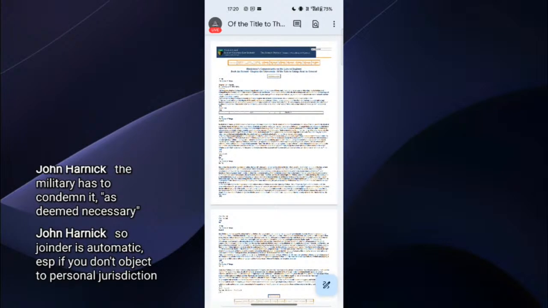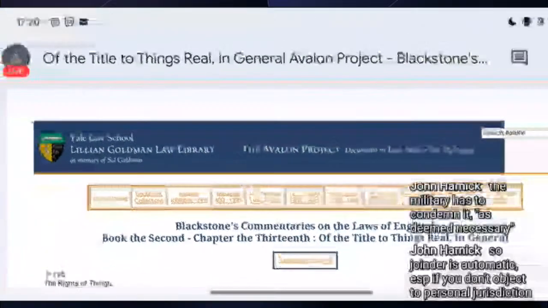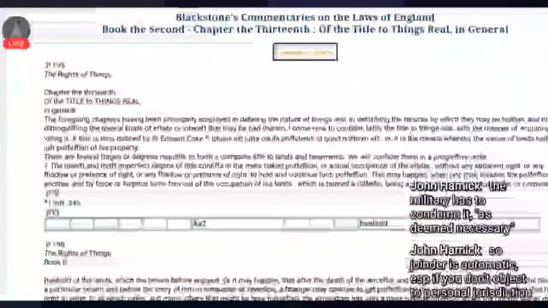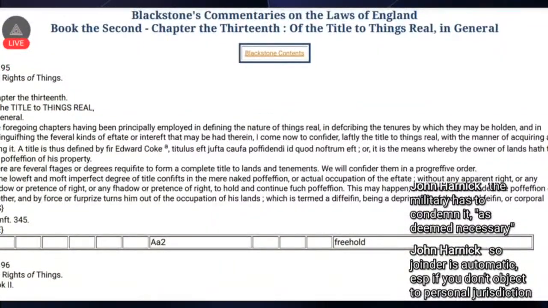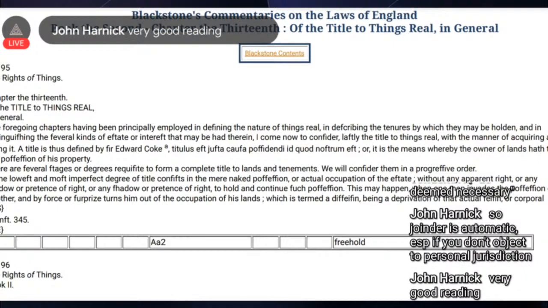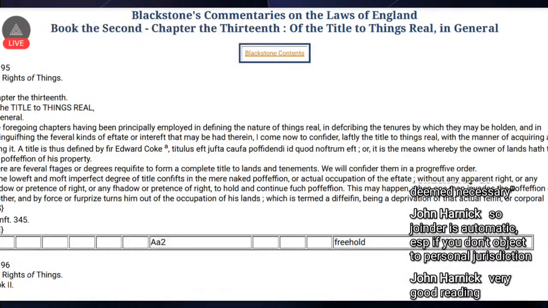So this is out of Blackstone's Commentaries on the Laws of England, Book the 2nd, Chapter 13th, of the title to things real in general. The foregoing chapters have been principally employed in defining the nature of things real, in describing the tenures by which they may be holden, and in distinguishing the several kinds of estate or interest that may be had therein.